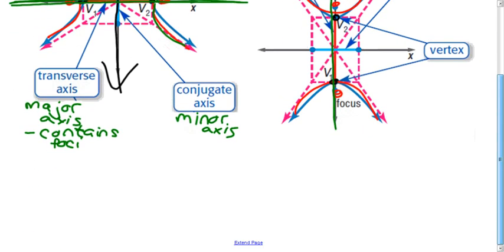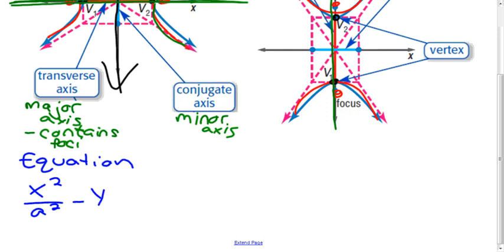And we have two different equations for these. So when our hyperbola is opening left and right, it's because our major axis is our x-axis. The equation for that is x squared over a squared minus y squared over b squared equals 1. Very, very similar to ellipses. Okay, again, because our major axis is running horizontally, my x squared value is first. Okay, and this is going to change a little bit from ellipses.